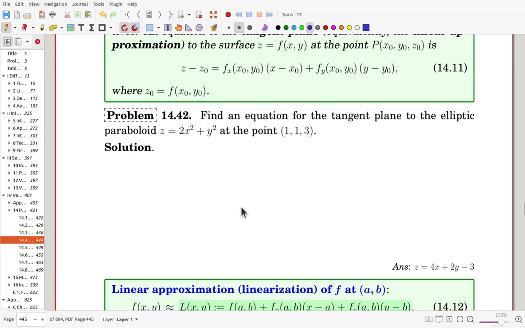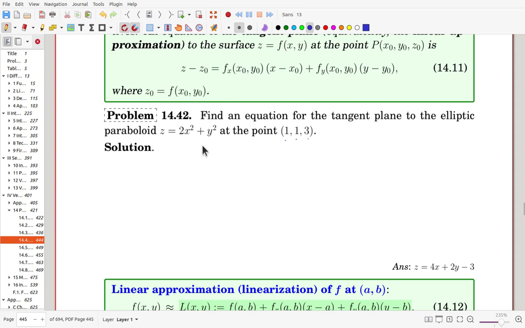Let's try to solve this problem. Find an equation for the tangent plane to the elliptic paraboloid given here at (1, 1, 3). So that is x0, y0, z0. Of course, once x is 1 and y equals 1, then z must be 3, right? Now we'll follow exactly this formula. Already we know z0. Now we have to find f sub x and f sub y.